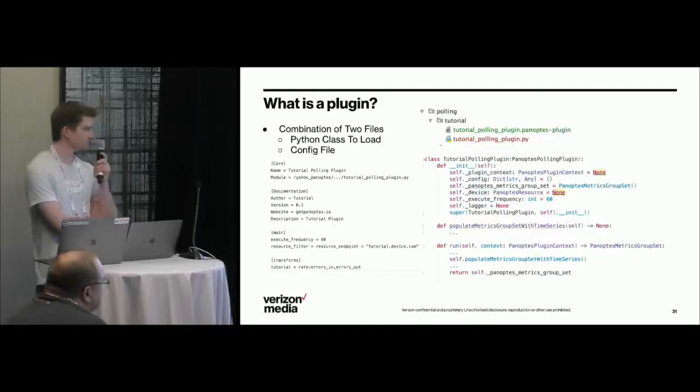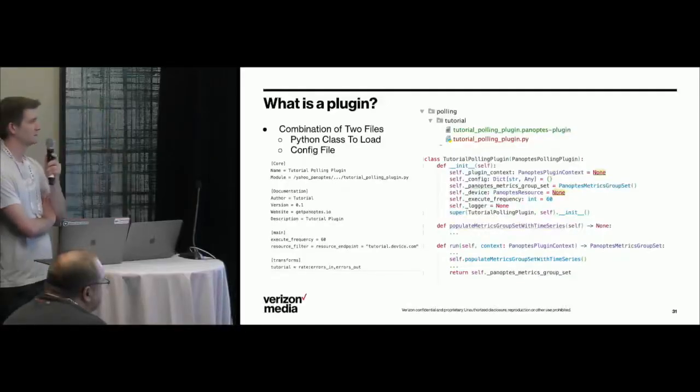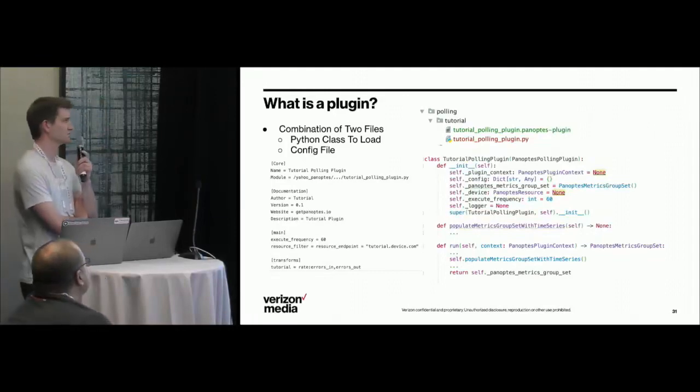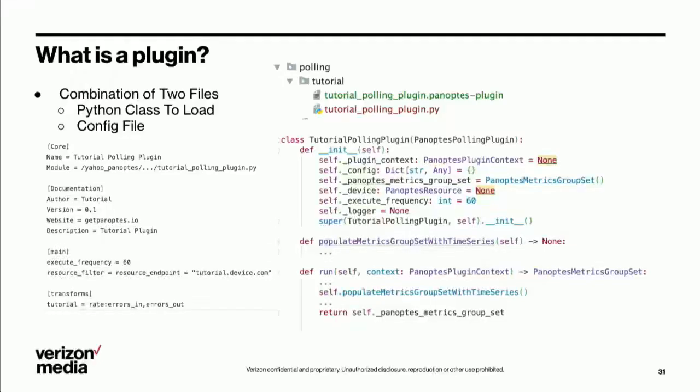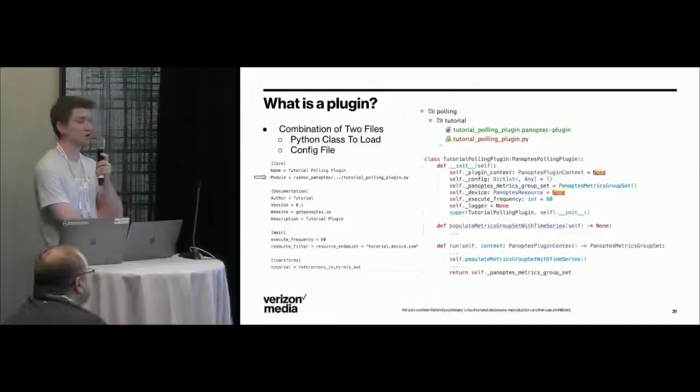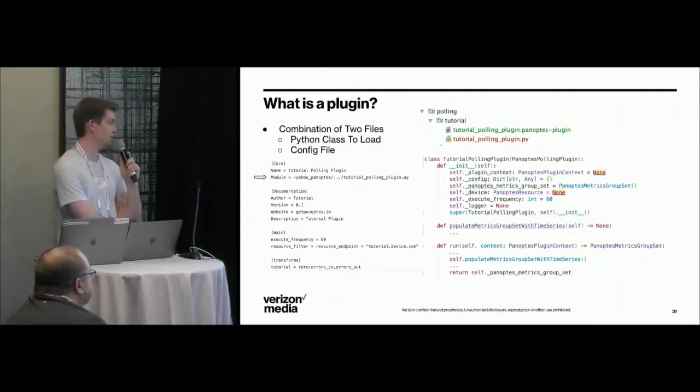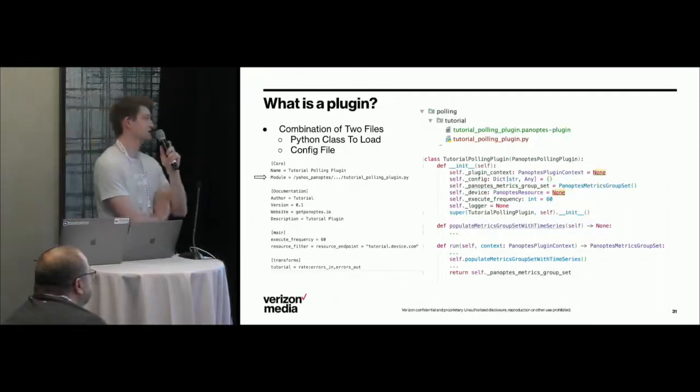And then on the left, we have a config file. The config file is what's loaded by the scheduler, and I'll discuss that in a minute. You can see the module, which tells the Panoptes framework where to look for the plugin. There's some documentation below, and then under the main section, there's the execution frequency.